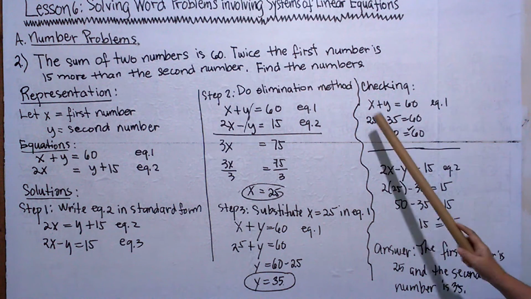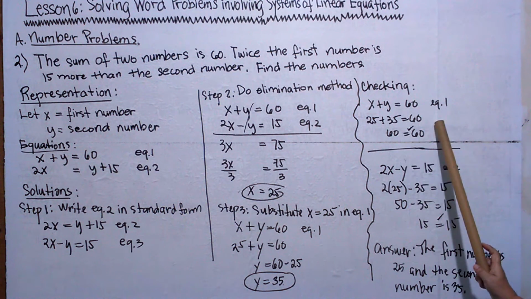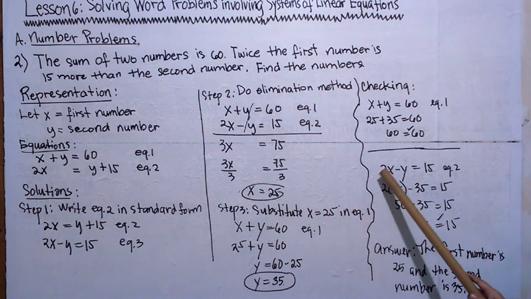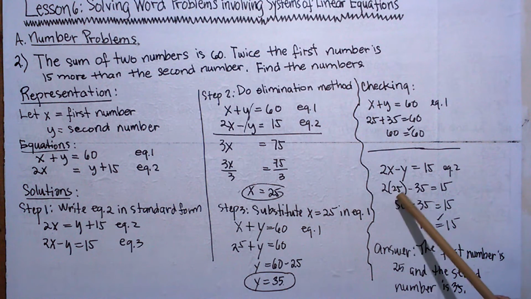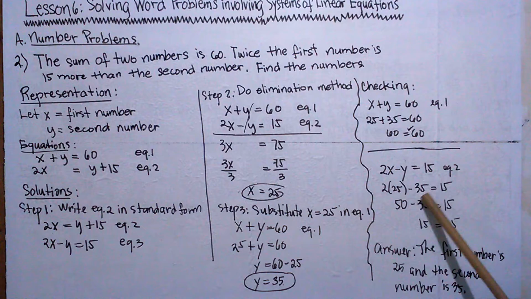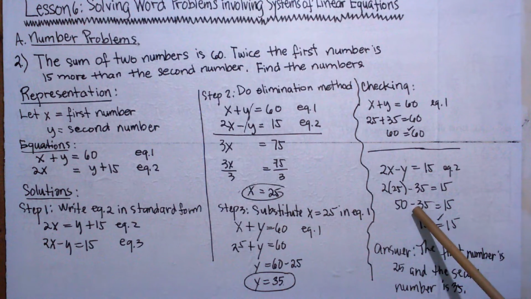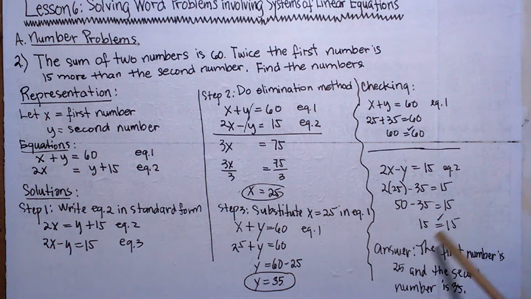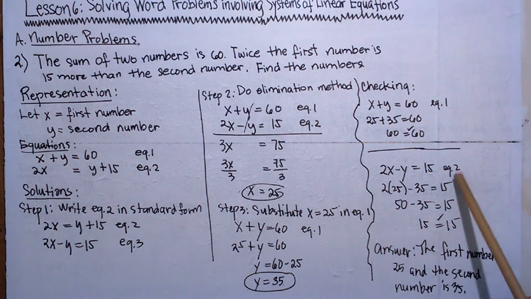Let's do the checking. For the first equation, x is 25, y is 35, 25 plus 35 equals 60. 60 equals 60. For the second equation, 2x minus y equals 15. 2 multiplied by the value of x, 25, minus 35 equals 15. 2 times 25 is 50, minus 35 equals 15. 15 is equal to 15. Okay?